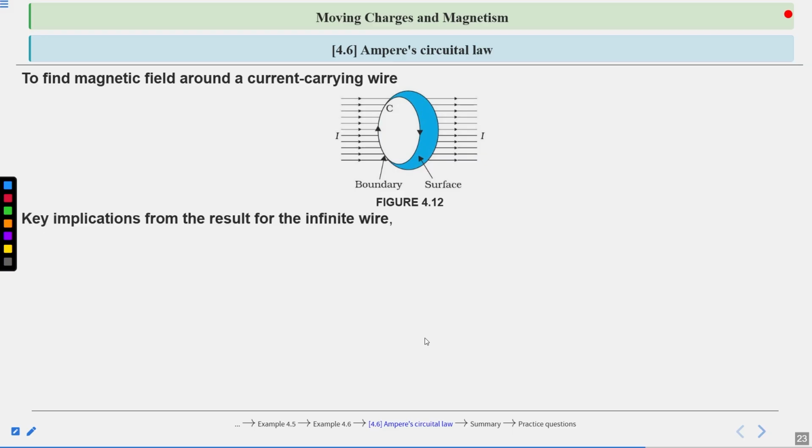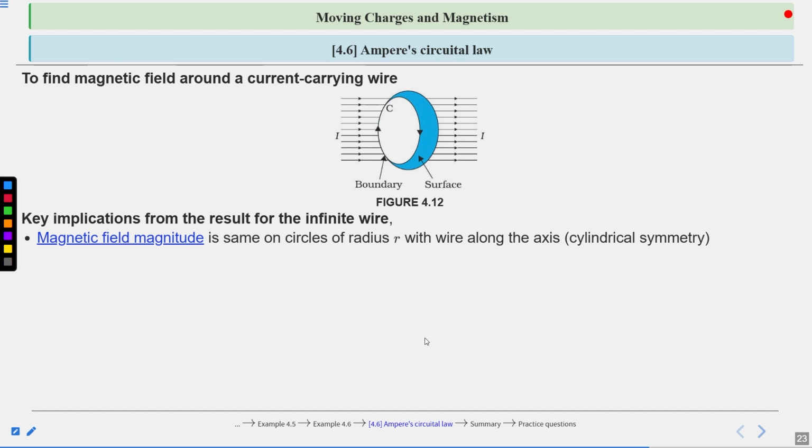So we have derived the magnetic field for the infinite wire. What are the key implications from the result? The magnetic field magnitude is the same on the circles of radius r with the wire along the axis, cylindrical symmetry. If we consider a wire, the magnetic field will be in the form of concentric circles around the cylindrical wire.